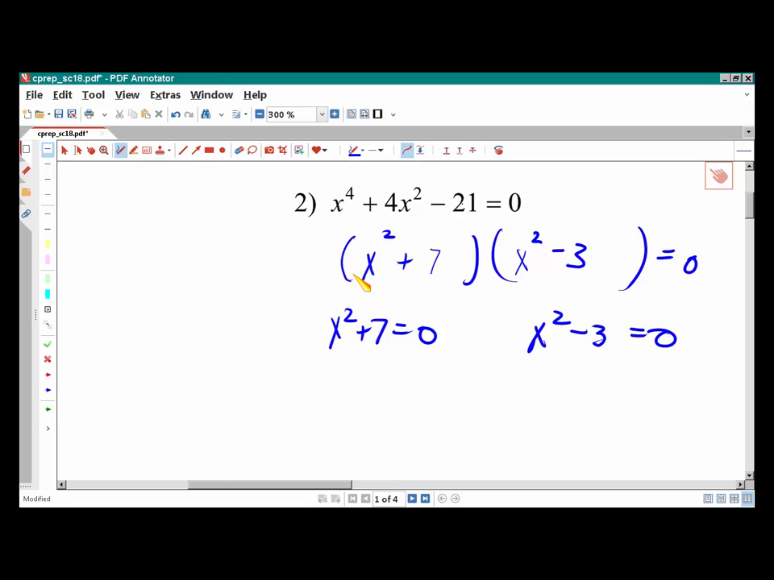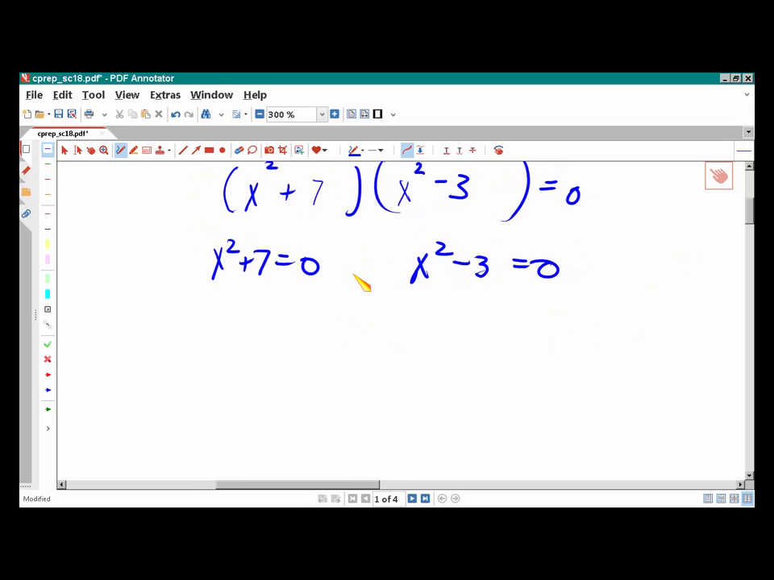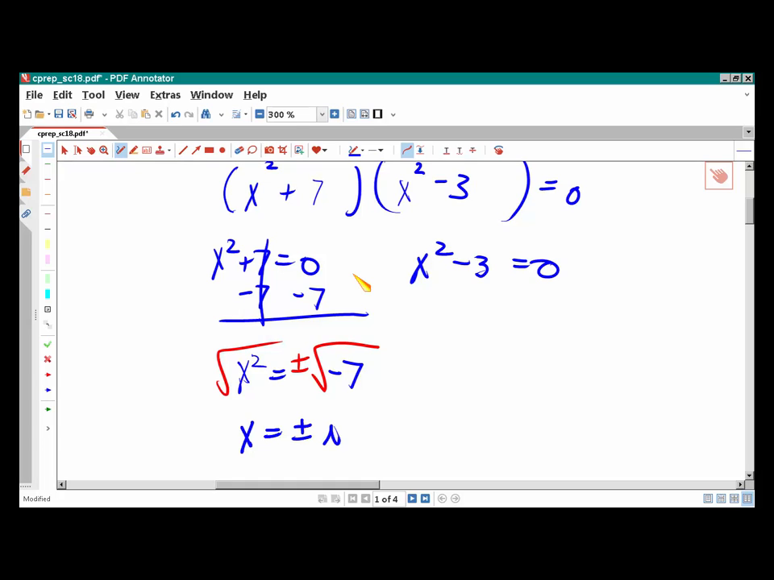So I'm going to, let's see, solve by taking square roots for each of them. And to take square roots, I need to get the x squared all by itself on one side of the equation. Then I do plus minus square root both sides. And then this is going to give me x equals plus or minus i root 7.